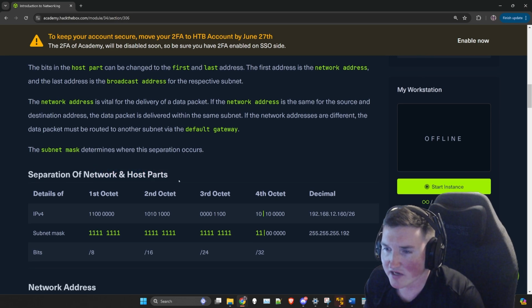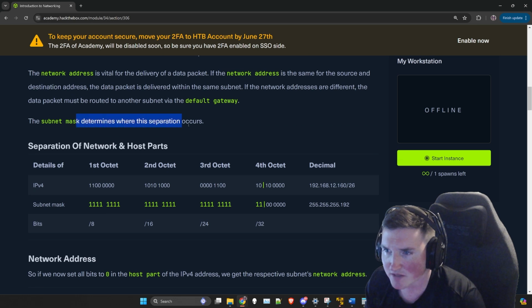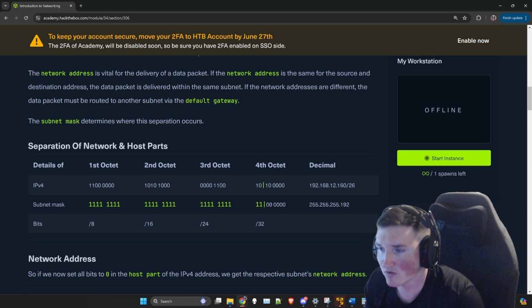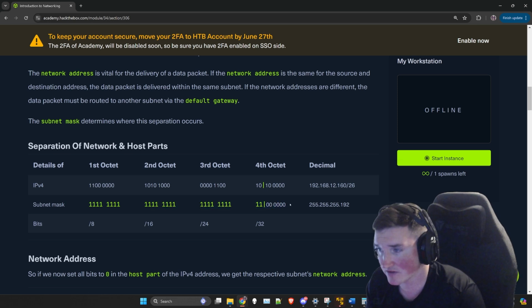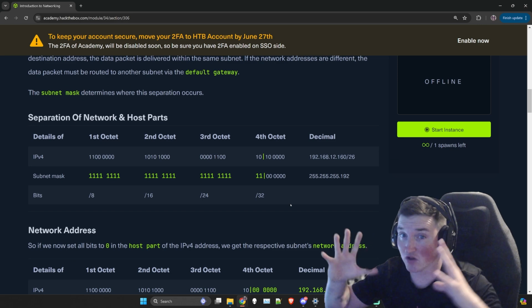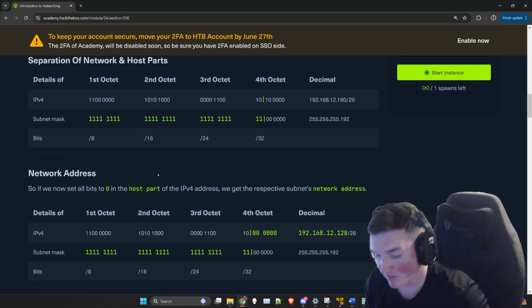So separation of network and host parts, that's what we just talked about here. You can see the subnet mask determines where the separation occurs. So again, that's where the subnet mask comes in. And you can look, this is /26. So it occurs right here on this 26th bit, right? The 26th binary. If it occurs way back here, look how many hosts you can get. You can get a ton of hosts, right? So that's where you start getting into large scale networking. That's a whole different ball game for network engineers.